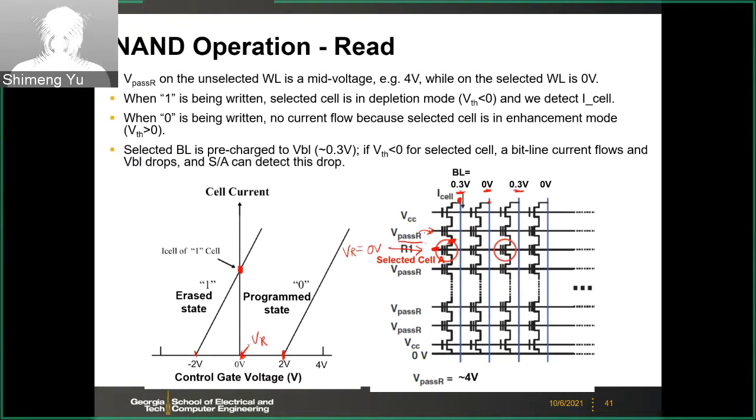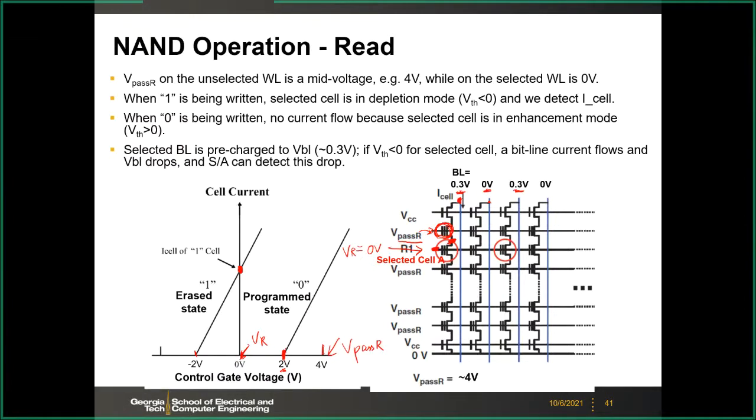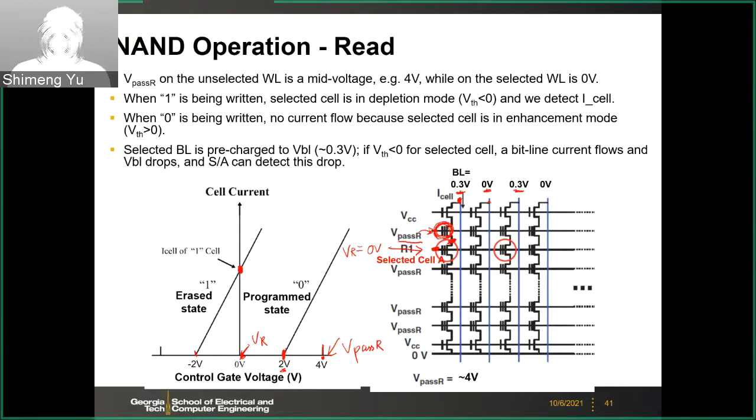The reason is that you want this transistor to be turned on, but you don't know whether the memory state of this transistor is 1 or 0. So you have to assume it's 0. For example, in this case, that means the threshold voltage of this one is 2 volts. To make this transistor conductive, you apply a V-pass read voltage like 4 volts here. So that will make sure this cell is on, regardless of the state of this cell.